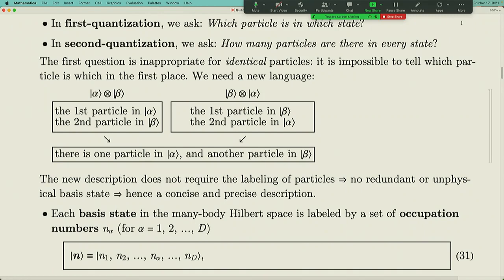So in this way, the new description does not require the labeling of particles. Therefore, there's no redundancy or unphysical basis state in this new Hilbert space. So that forms a description that is both concise and precise. Concise means that it doesn't contain redundant states, and precise means that it actually describes all possible states within this Hilbert space. Okay.